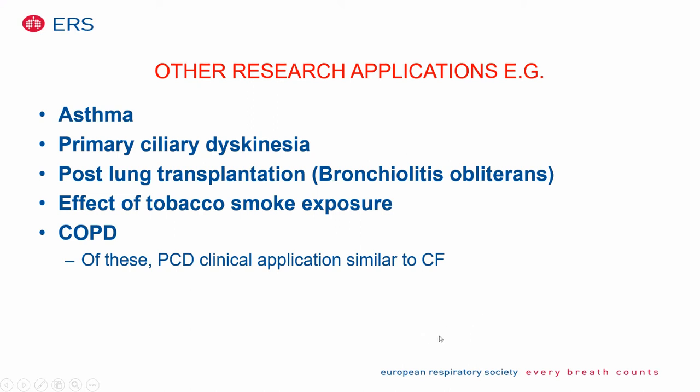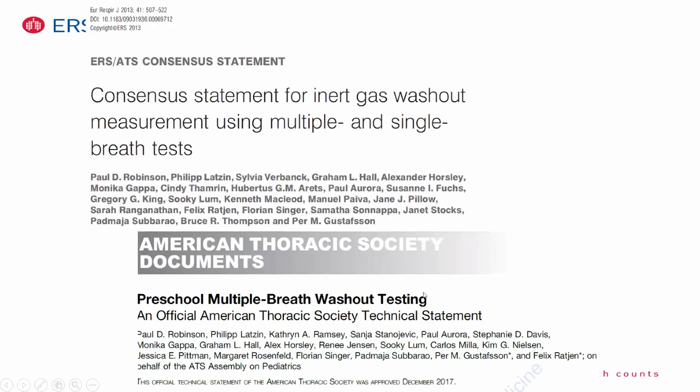Besides cystic fibrosis, there have been mostly research applications. There are a number of studies in asthma and PCD, and post-lung transplantation for detection of bronchiolitis obliterans. In adult patients, there have been studies looking at the effect of tobacco smoke exposure, and there is an increasing interest to look at ventilation inhomogeneity as early markers of COPD. Of these topics, the primary ciliary dyskinesia patients are most similar to cystic fibrosis, and there is some value for clinical application of multiple breath washout in this group of patients.